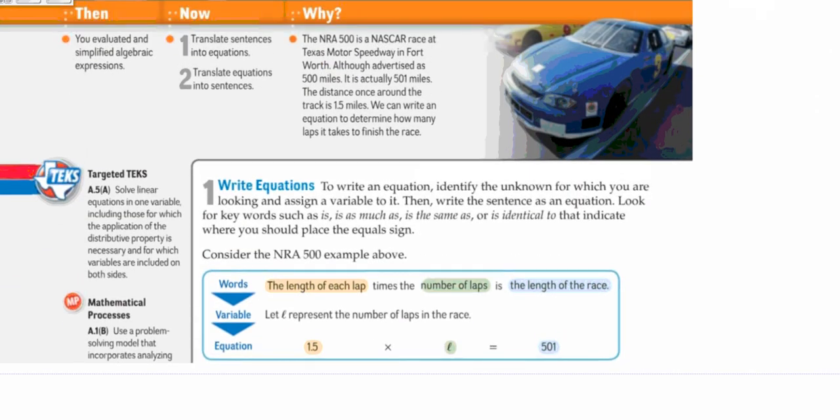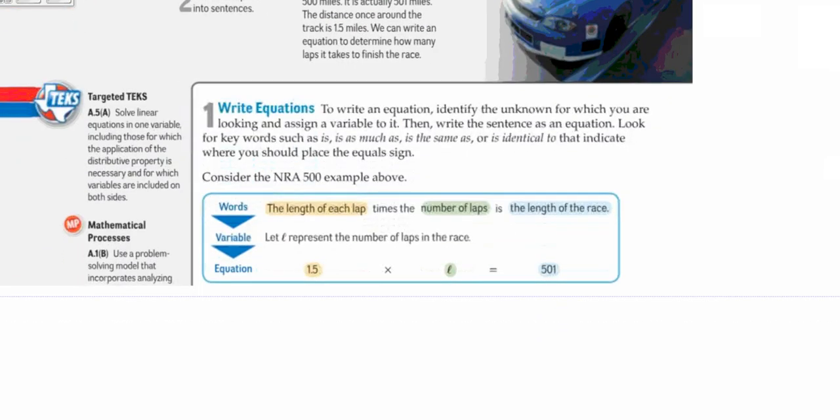If we take a look at the first example here, it says, here's the situation. The length of each lap times the number of laps is the length of the race. First thing is defining the variables. In this situation, L, which you see as the script L, represents the number of laps in the race. And the equation, 1.5 times L is equal to 501.